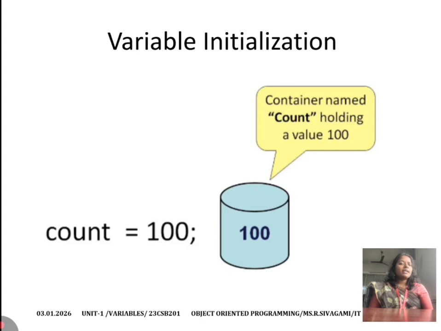Here I give a simple example for variable initialization. count equals 100. This is the variable initialization. The container is named count. That means the variable name is count and the value of the container is 100.